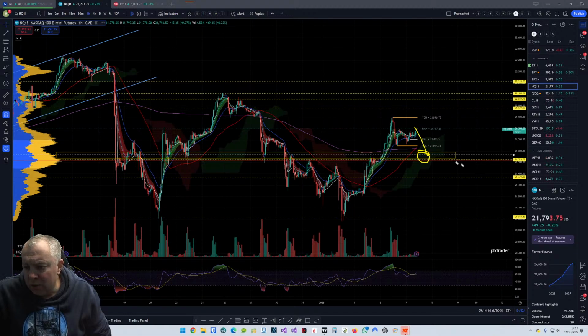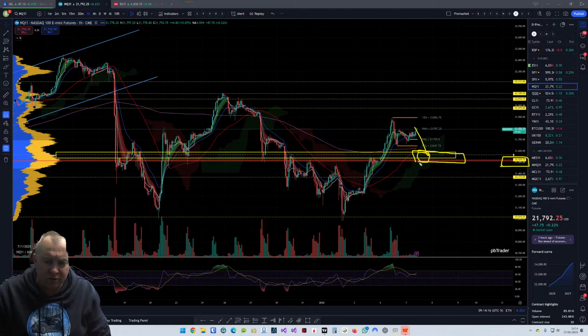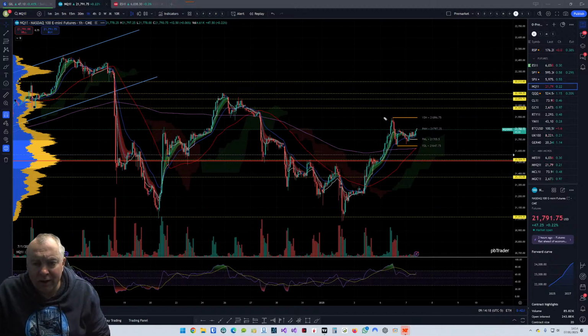And what's that, around 21,500 is a psychological number as well. I'll be looking probably a little bit higher than that up in this zone here for a bounce. So keep an eye on that. Obviously we've got this rejection, and we've got this zone here as well.